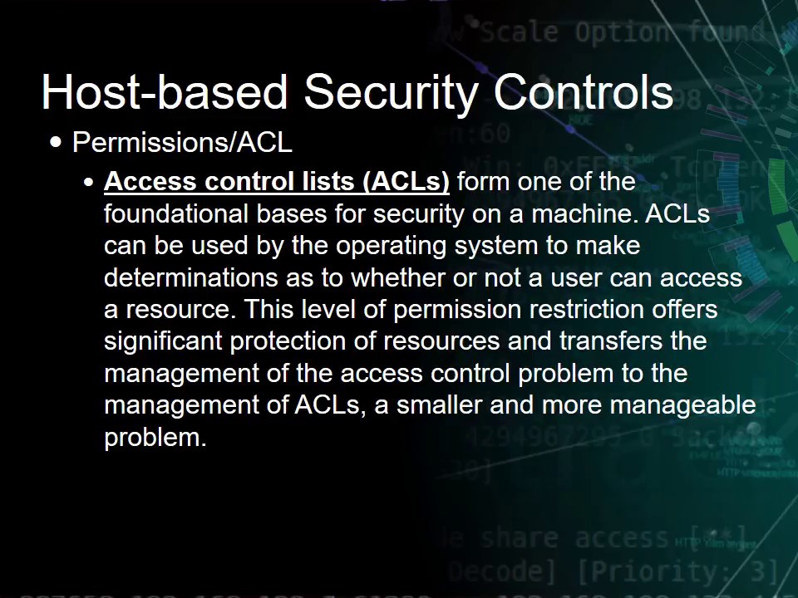Access control lists form one of the foundational bases for security on a machine. ACLs can be used by the operating system to make determinations as to whether or not a user can access a resource. This level of permission restriction offers significant protection of resources and transfers the management of the access control problem to the management of ACLs, a smaller, more manageable problem.